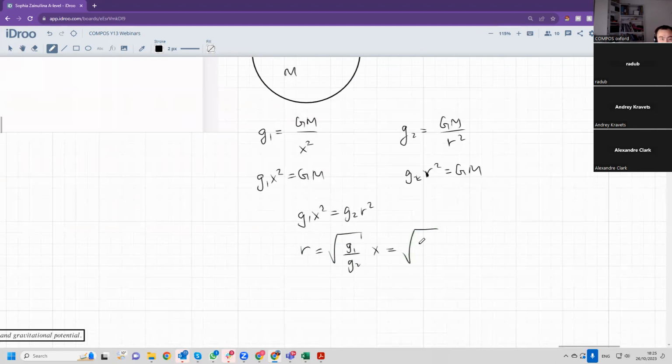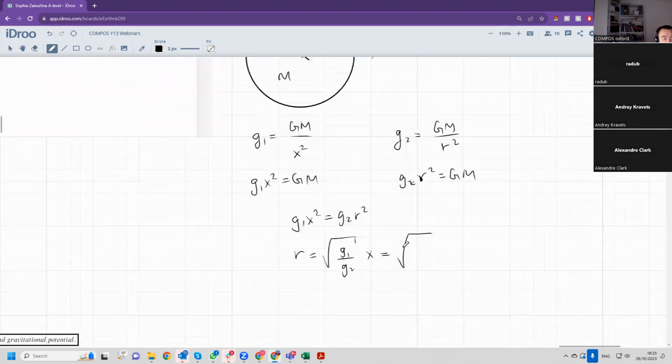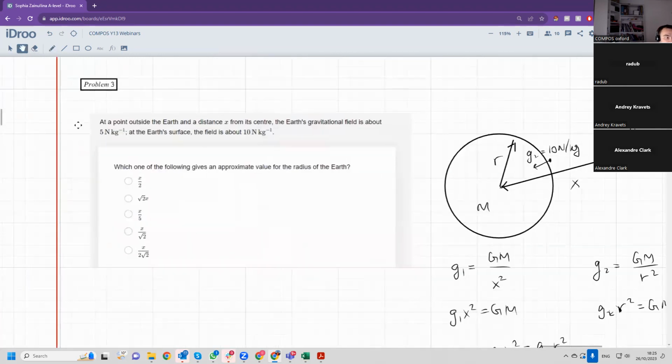So square root of G1. G1 is what, 5? 5 over 10 x, which is x divided by root 2. So this is the answer, root 2.